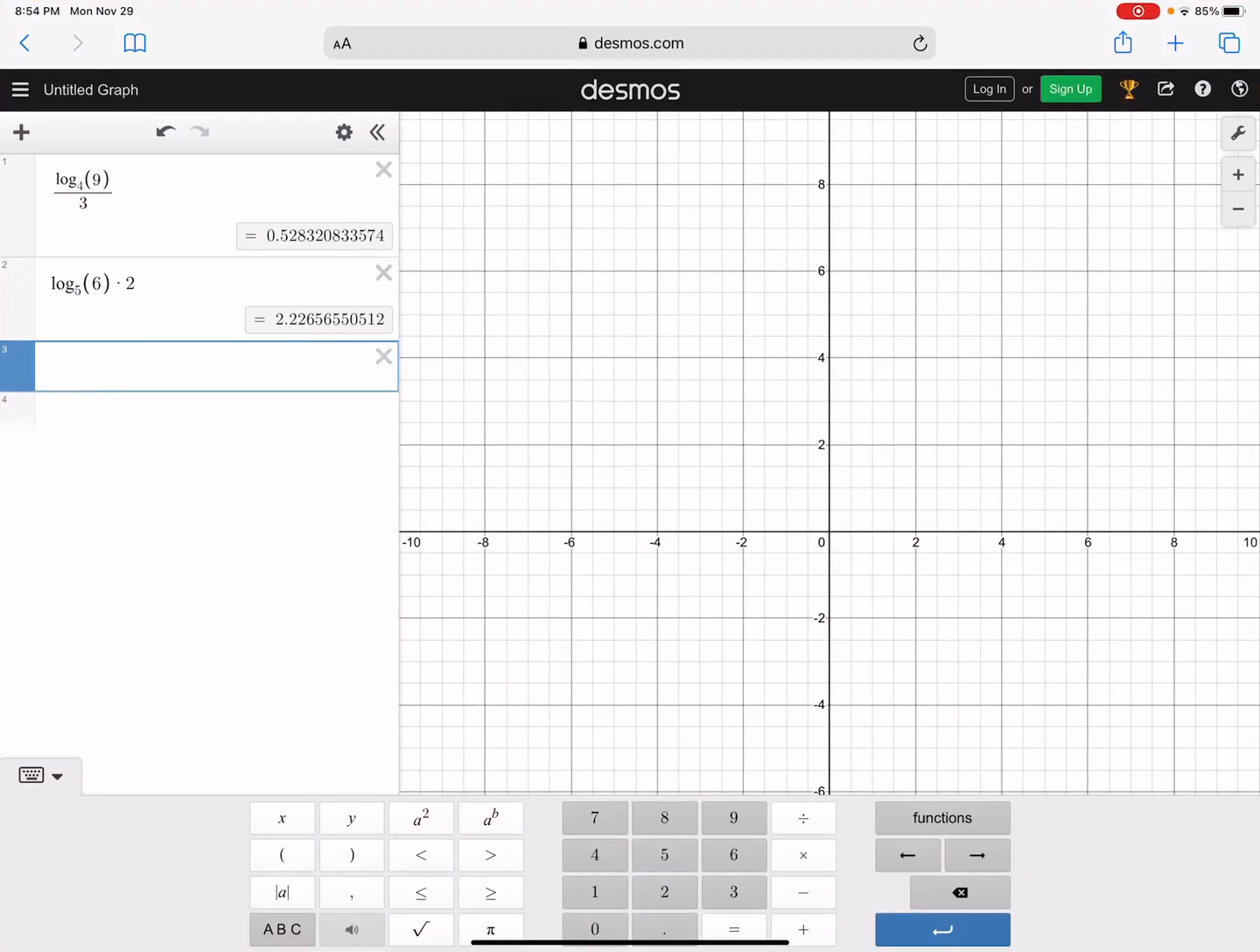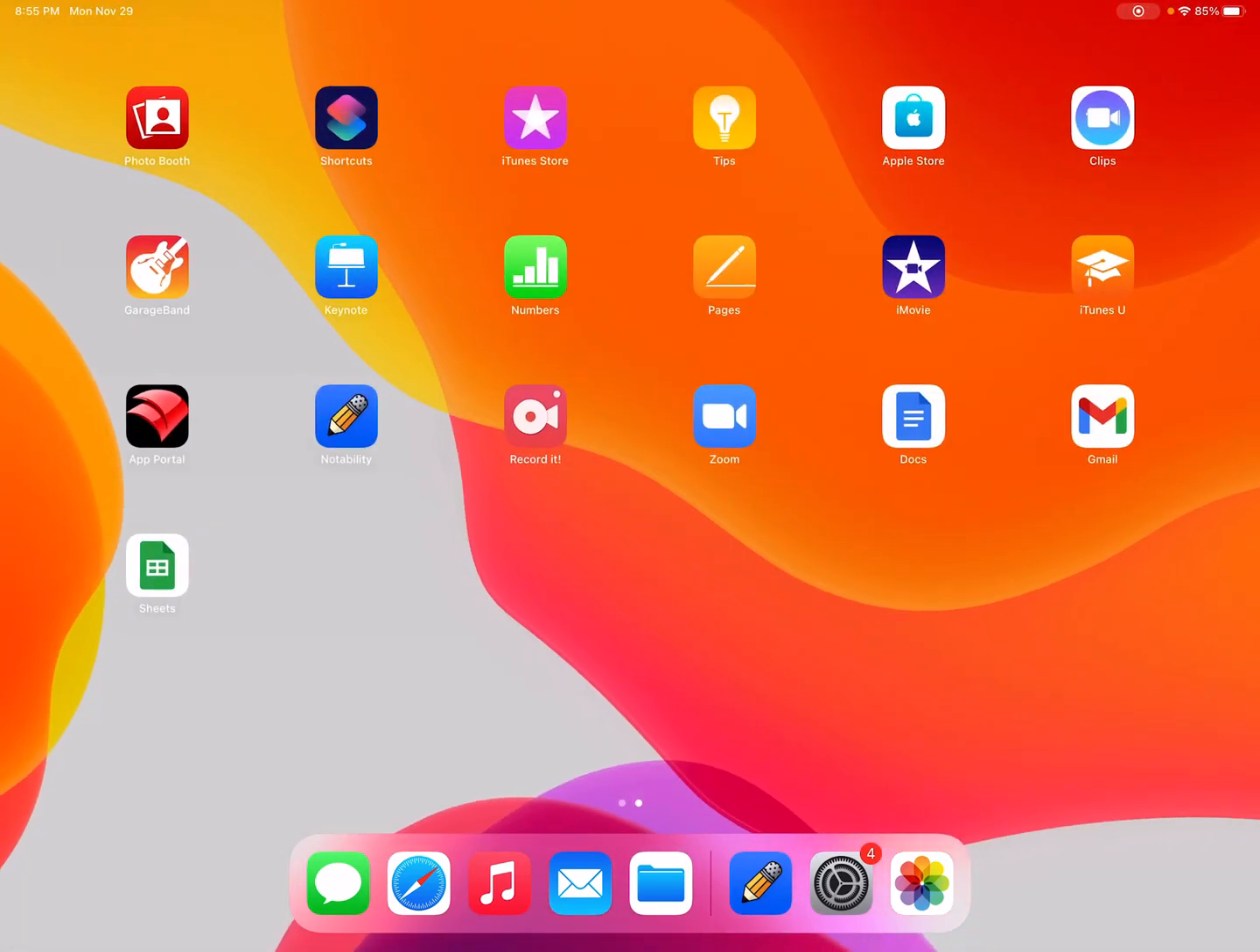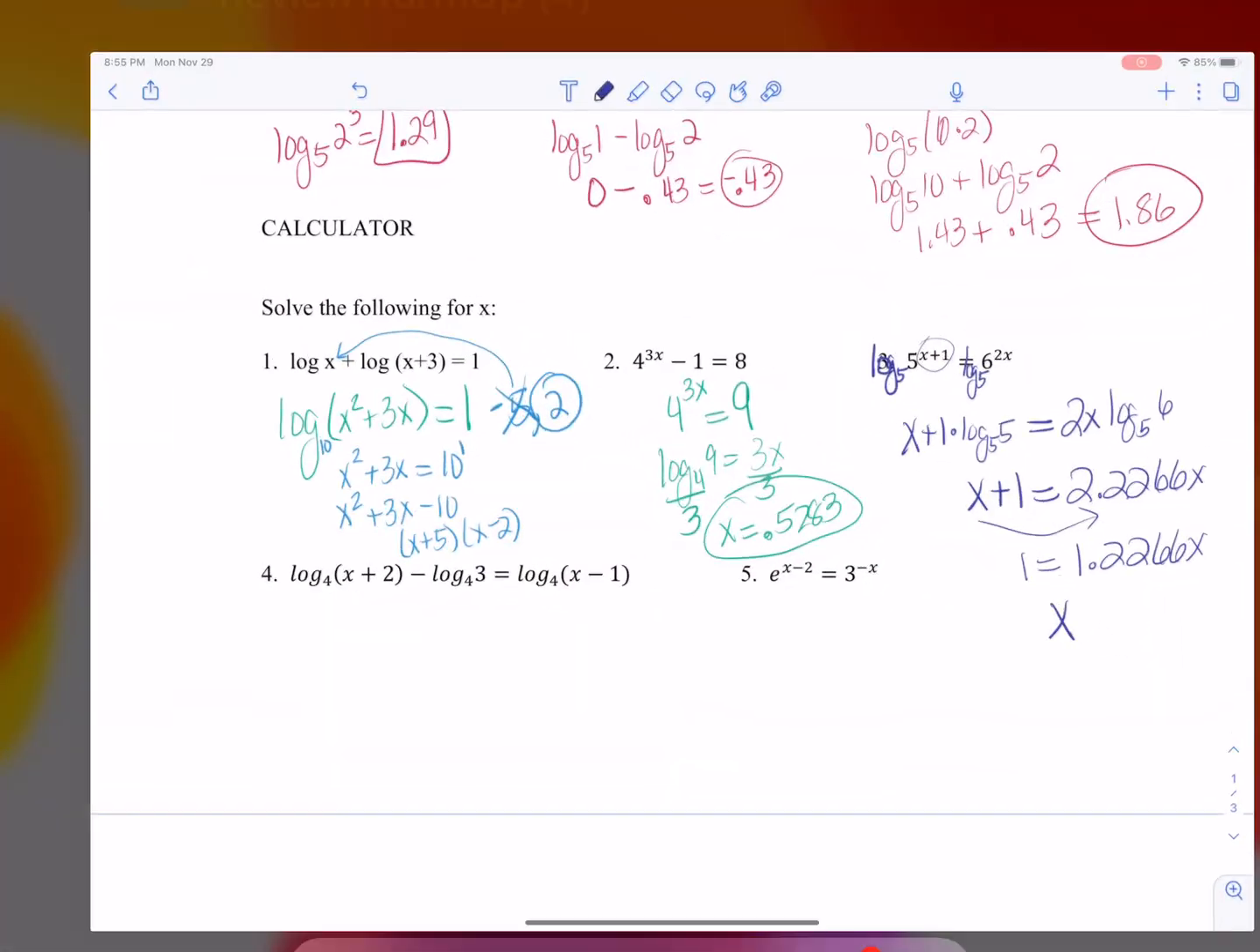And then I'm going to divide. So 1 divided by 1.2266 is 0.8153.